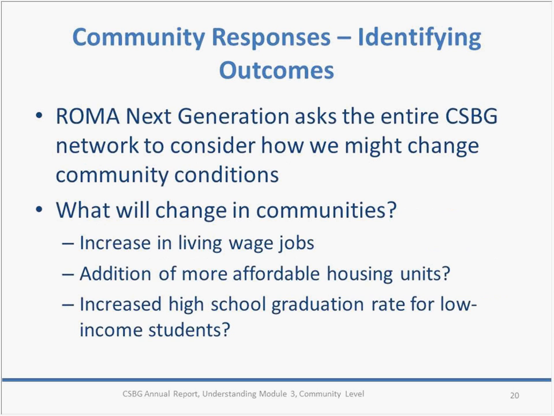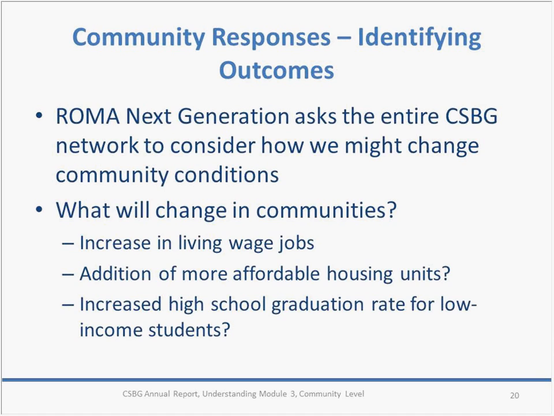Next Generation asks us to consider more closely than we have been, as the previous speakers have said, going back to our initial intent, and asks the entire CSBG network to consider how community conditions can be changed. If there's a need for living wage jobs, how are we going to increase the number of living wage jobs in our community? How can we add more affordable housing units? Can we increase high school graduation rates for low-income students? Should agencies get involved in this kind of a response? Well, it's the appropriate way to address the need that was identified.